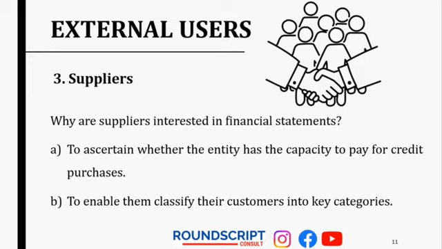The next thing is for us to be able to classify our customers into key categories. Based on the accounting information provided by a business, suppliers are able to ascertain the quantum of resources being purchased from them. Okay, and based on that information, they are able to establish a particular business as a key player with which they are going to have long business relationships.